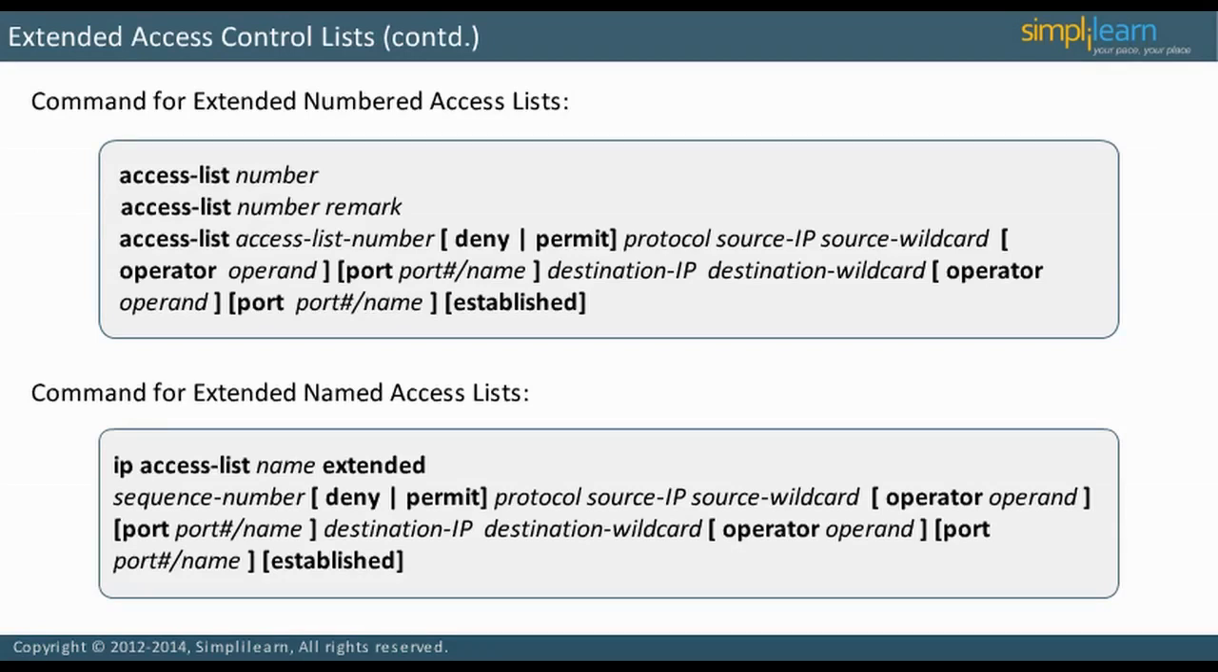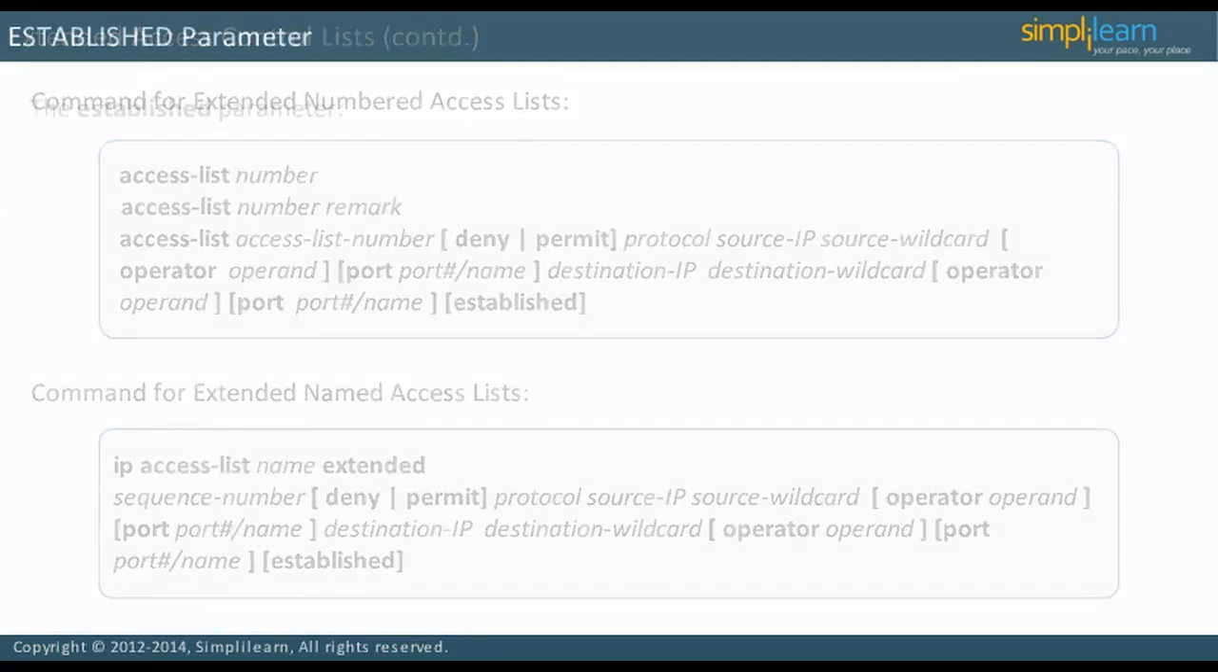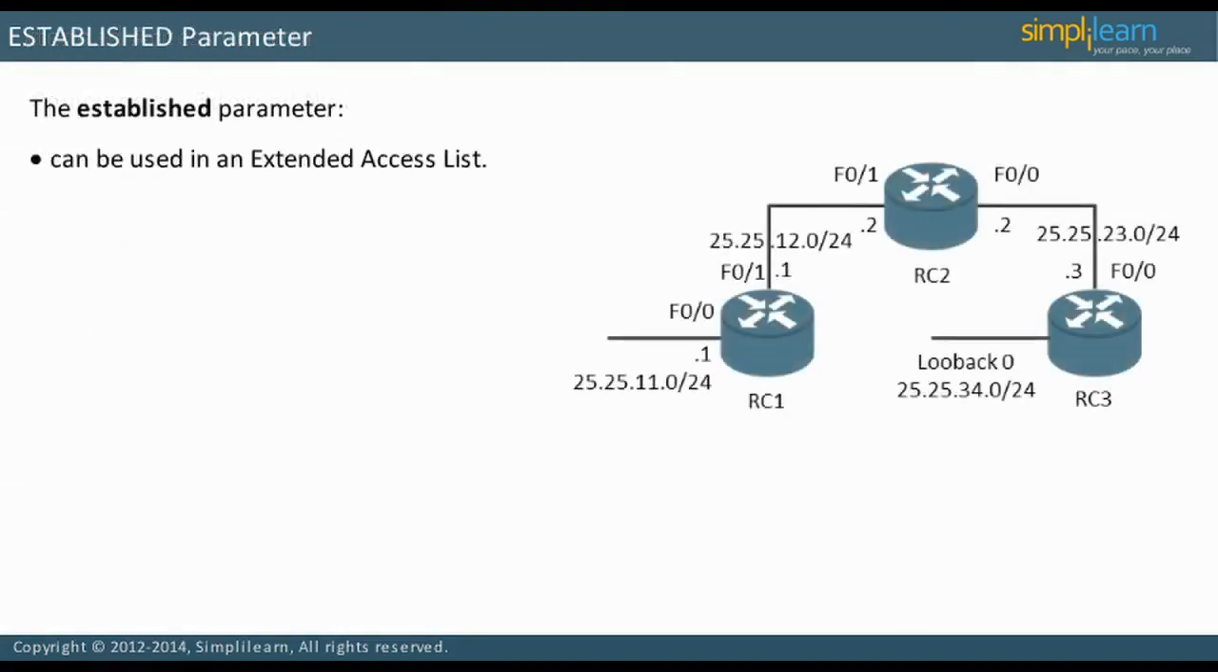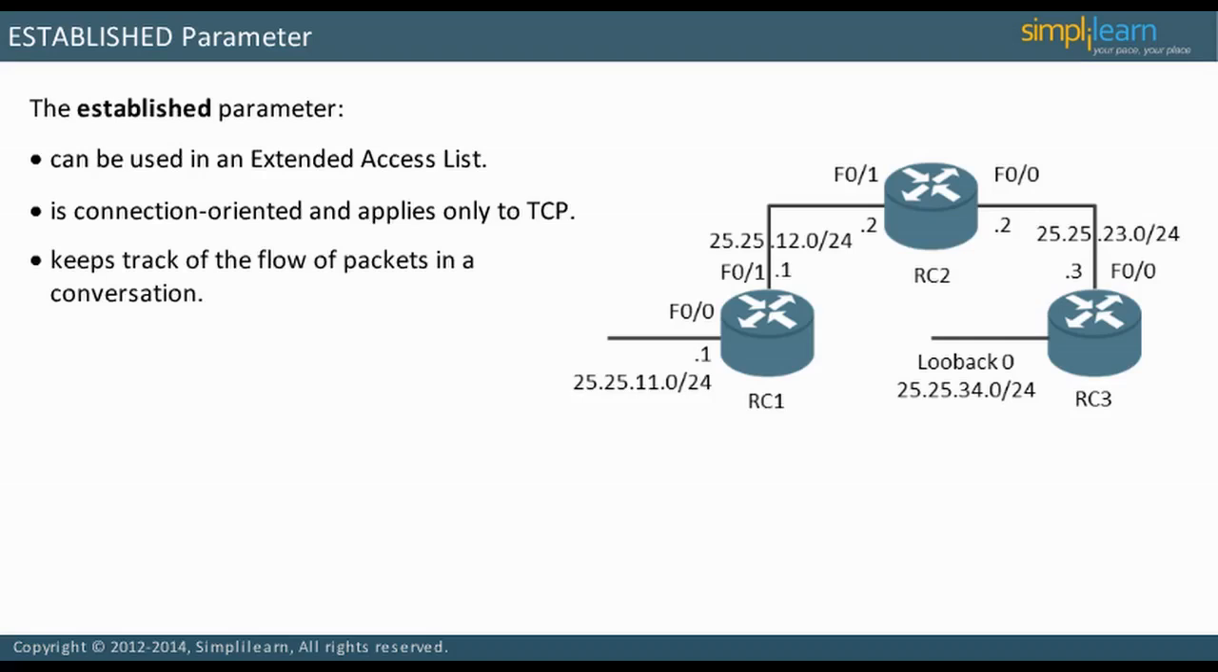Let us look at one of the options for an extended access list, the established parameter. The established parameter applies only to TCP since this protocol is connection-oriented. It keeps track of the flow of packets in a conversation. UDP is connectionless, so established cannot be used.